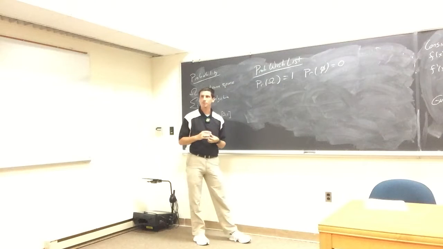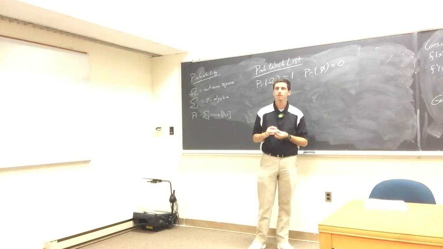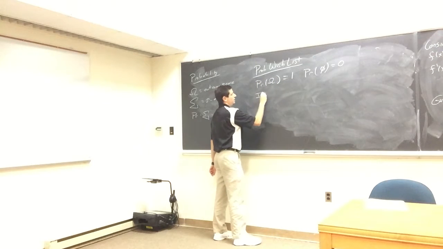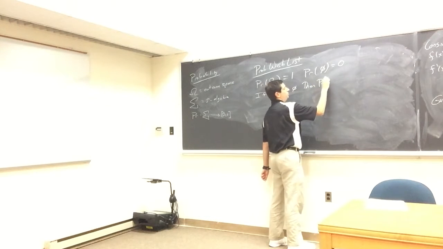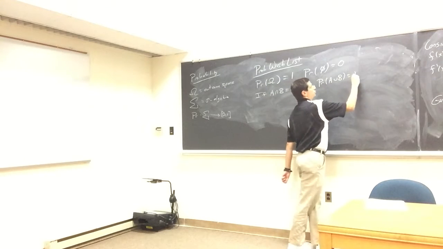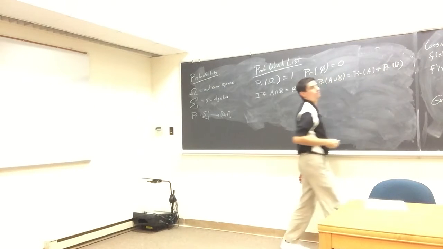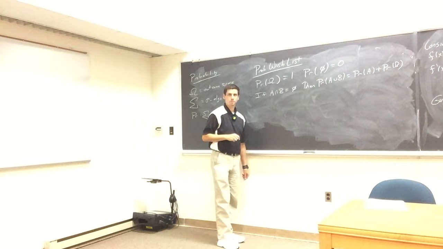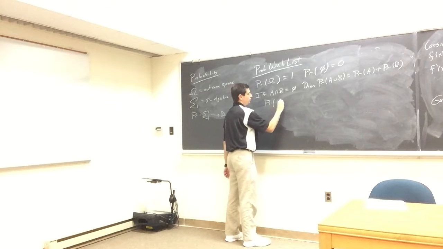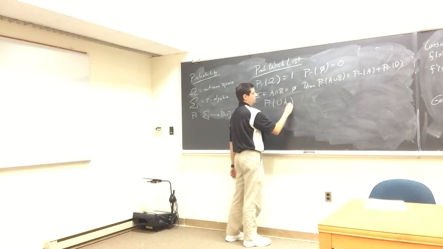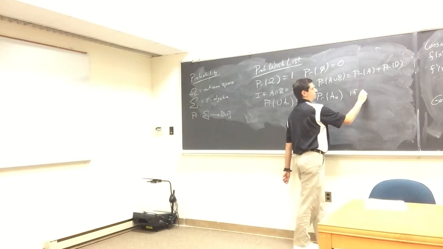What else would you want for your probability wish list? Yes? If you take the probability of two disjoint events. Good. So if A intersect B is empty, then the probability of A union B should be the probability of A plus the probability of B. And for those of you who are greedy, the probability of the union of A alpha should be the sum of the probabilities of the A alpha if disjoint.